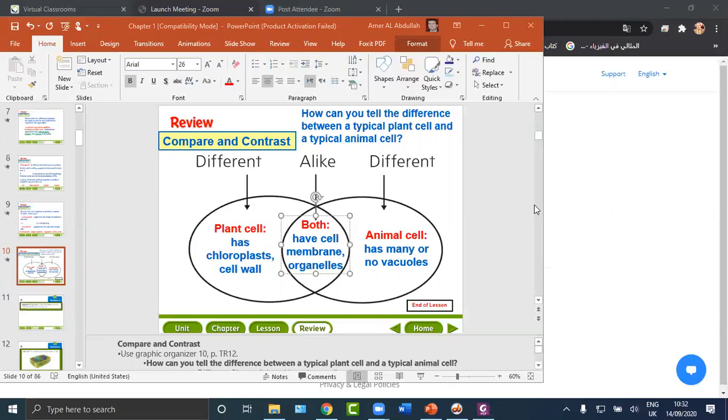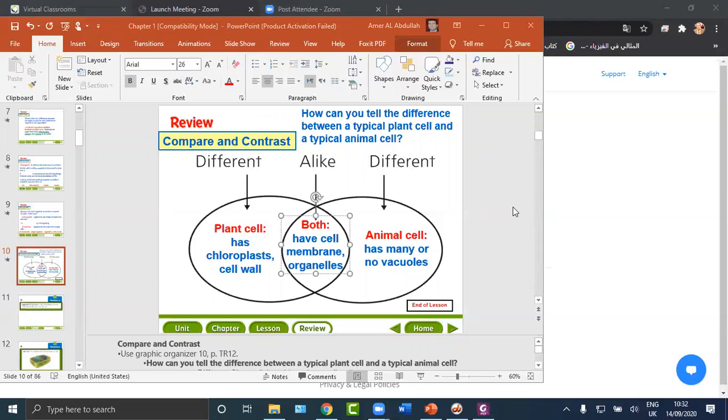The vacuole stores food. Vacuole. Mahmoud Muhammad. Yes, vacuole.